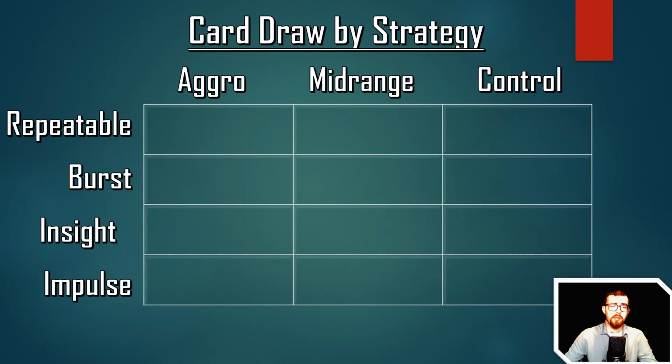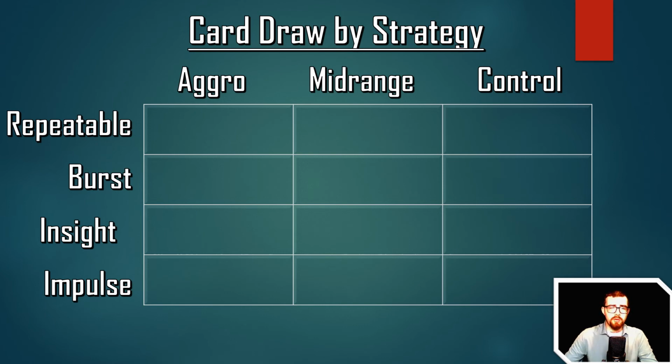So I took a little liberty here and did a card draw recommendation by strategy graph for you. These are the different types we talked about: Repeatable, Burst, Insight, and Impulse. And there are the 3 main archetypes. Aggro and Combo we're going to kind of combine here because they generally want to get the game over with very quickly. So each strategy is going to have something a little bit different going on.